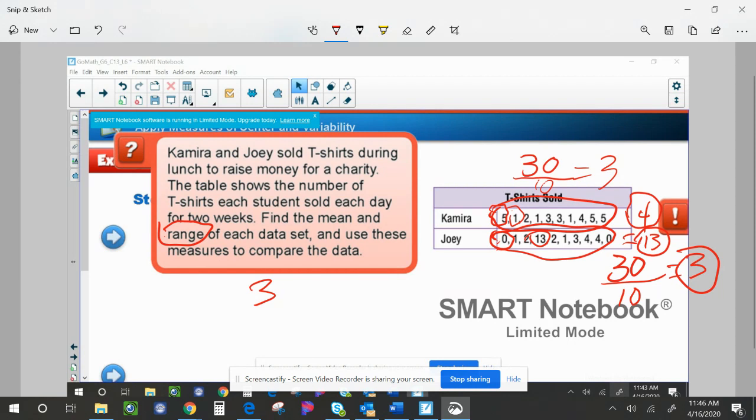All right, guys, that is all we're doing with the data today, is we're just solving some of the middle numbers or measurements of centers, and then we're using that to think about what that means for the data.